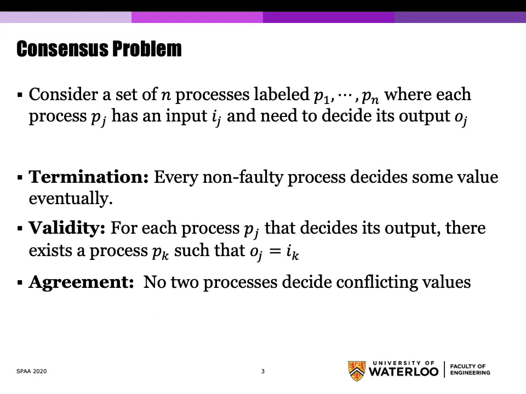Consensus protocols solve the consensus problem by coordinating a set of processes holding different input values to reach an agreement on the output. A solution to the consensus problem must guarantee the following properties. The termination property ensures that each process eventually decides its output. The validity property ensures that the decided value must be the input of some process. The agreement property ensures that no two processes decide conflicting values.